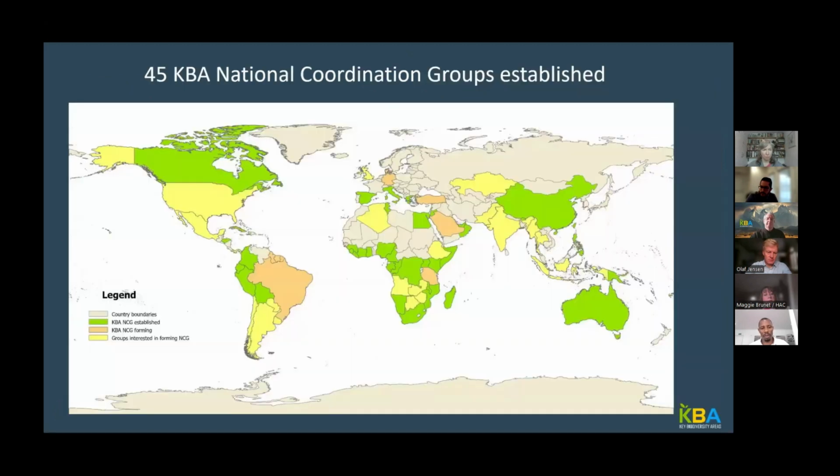Currently, we have about 45 KBA national coordination groups across the world, the green countries there. The ones that are orangey are in the process of establishing KBA national coordination groups, and then the yellow ones are where there's been some interest from conservation partners in those countries in working to establish a group.